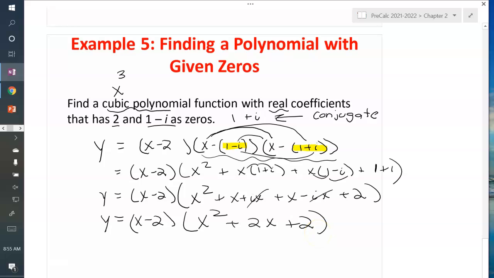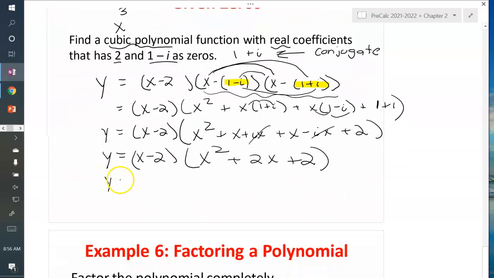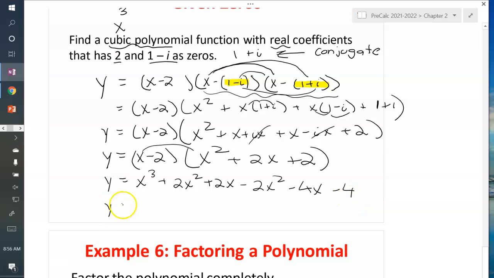And just keep on going, keep distributing. So y equals, distribute the first term, the x cubed plus 2x squared plus 2x. Now the second term, minus 2x squared minus 4x minus 4. So then y equals, let's see what drops out. Those drop out. So I get x cubed minus 2x minus 4. And we're done.